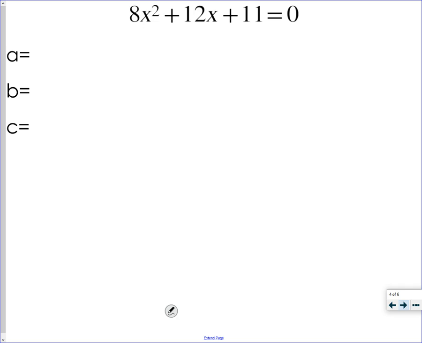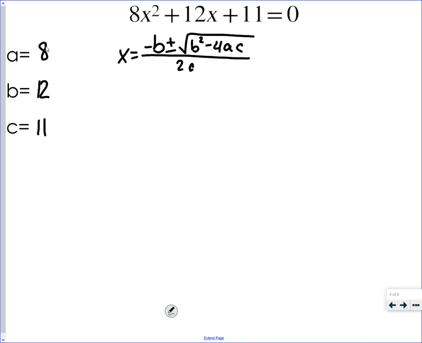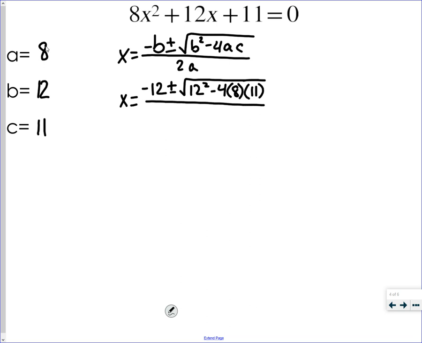The A in this problem is 8. B is 12. C is 11. X equals negative B plus or minus the square root of B squared minus 4AC all over 2A. So the opposite of B would be a negative 12 plus or minus the square root of 12 squared minus 4 times 8 times 11 all over 2 times 8.